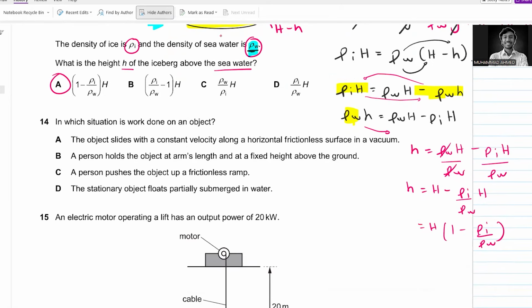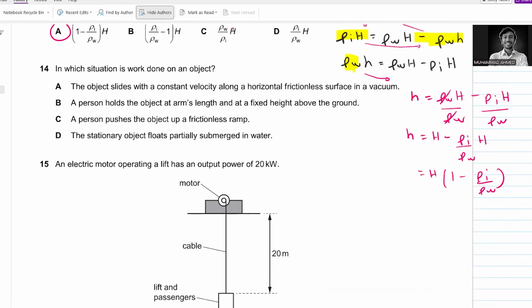Okay. In which situation is work done on an object? अच्छा, किस situation में work done हो रहा है on an object? The object slides with constant velocity. There is no change in kinetic energy. And since you are on a horizontal surface, the change in gravitational potential energy is also zero. There is no work done happening. Let's see option B. A person holds the object at arm's length at a fixed height. Again, there is no change in kinetic energy, no change in gravitational potential energy. Work done नहीं हो रहा. A भी cancel out, B भी cancel out.